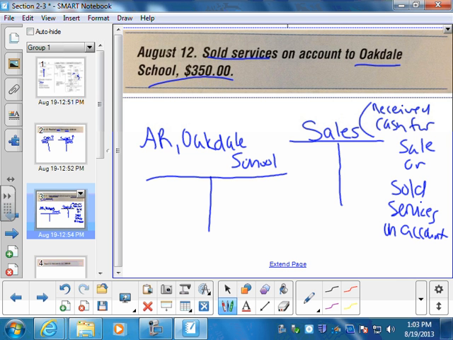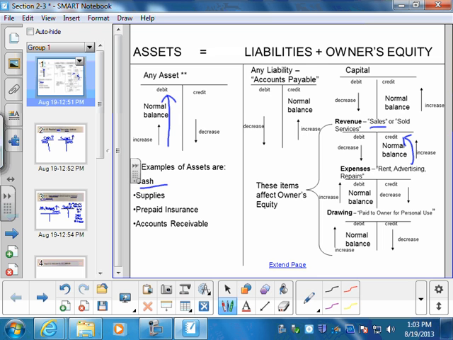Okay, so our sales went up because we sold some services, and the amount that Oakdale School owes us went up. Their balance that they owe us went up. So we're going to go back to this, and we're going to say, okay, what's going on? How are we going to increase these things? Well, accounts receivable, if we want to increase it, we're going to increase it with a debit. And sold services, right here, if we want to increase it, we're going to increase it with a credit.